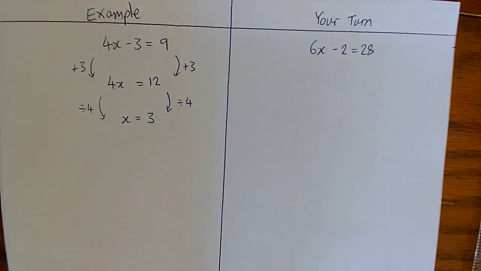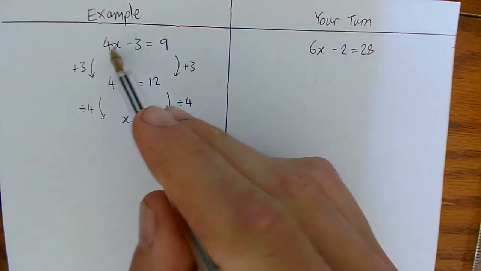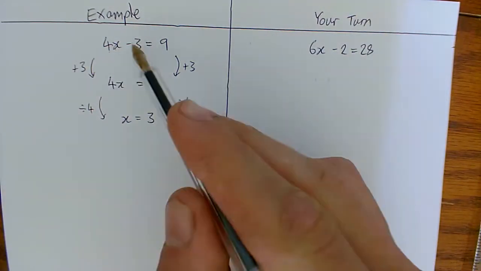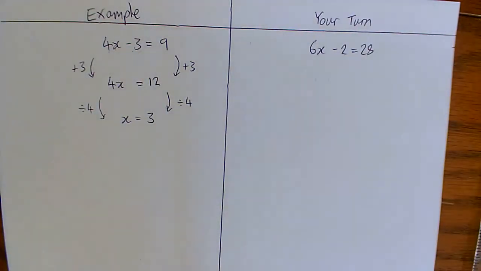So there's our steps. You can always check your answer. You can always go 4x: 4 times 3 is 12. Take away 3. Yep, that's 9. So you can always put it back in and check once you've done a question, and I encourage you to do that. So have a go at your turn. Pause the video, and then I will answer that one when you unpause the video.